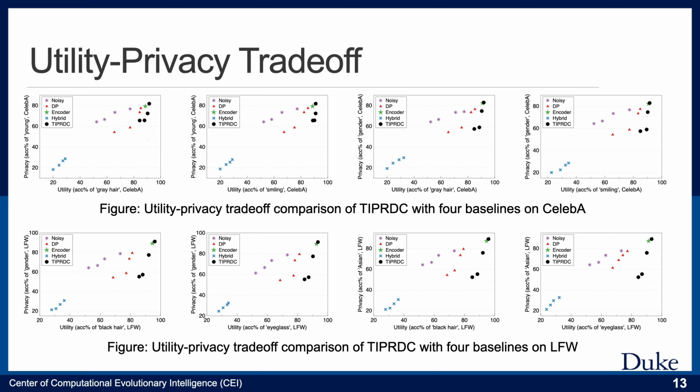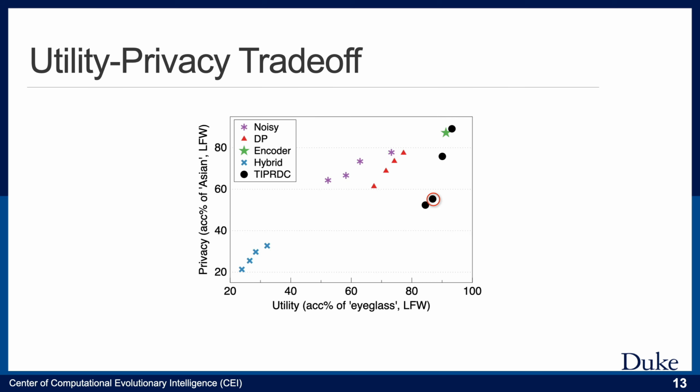As the figure illustrates, although our method cannot always outperform the baselines in both utility and privacy, it still achieves the best utility-privacy trade-off under most experiment settings. For example, as shown in this figure, our method achieves the best trade-off by setting lambda as 0.9. In particular, the classification accuracy of Asian on LFW is about 55%, and the accuracy of eyeglass is 86%. This demonstrates that our method can effectively protect privacy while maintaining the high utility of the extracted features.